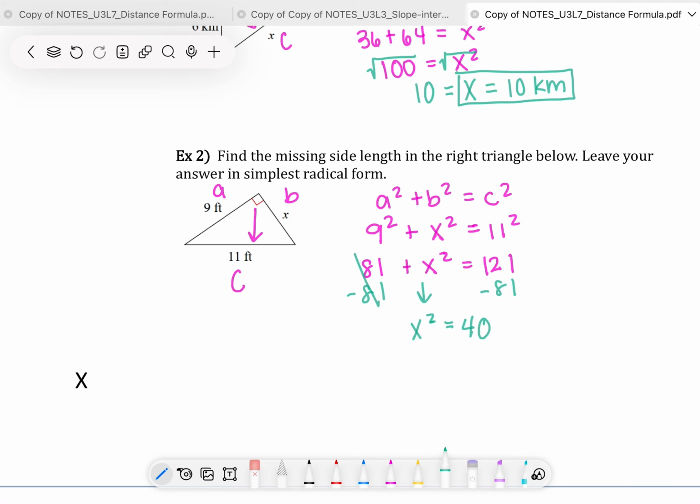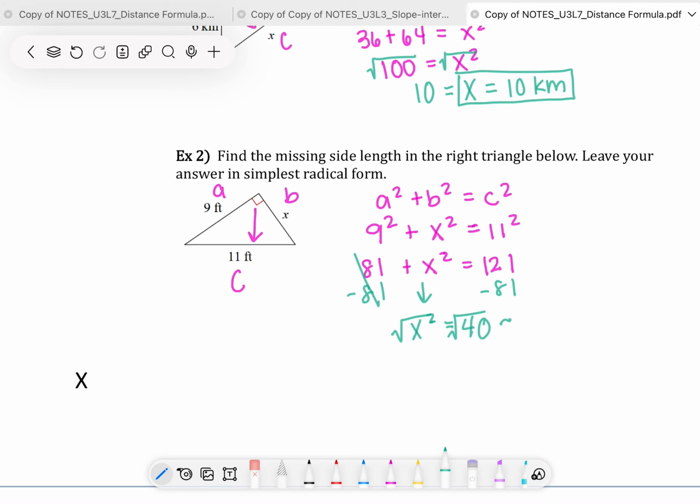Which is to take the square root of both sides. So we're going to take the square root of both sides. But this time, the square root of 40 is not a nice number. If you were to put that into the calculator and use your second button and then the x squared button to do a square root and type it in, you will get a decimal.